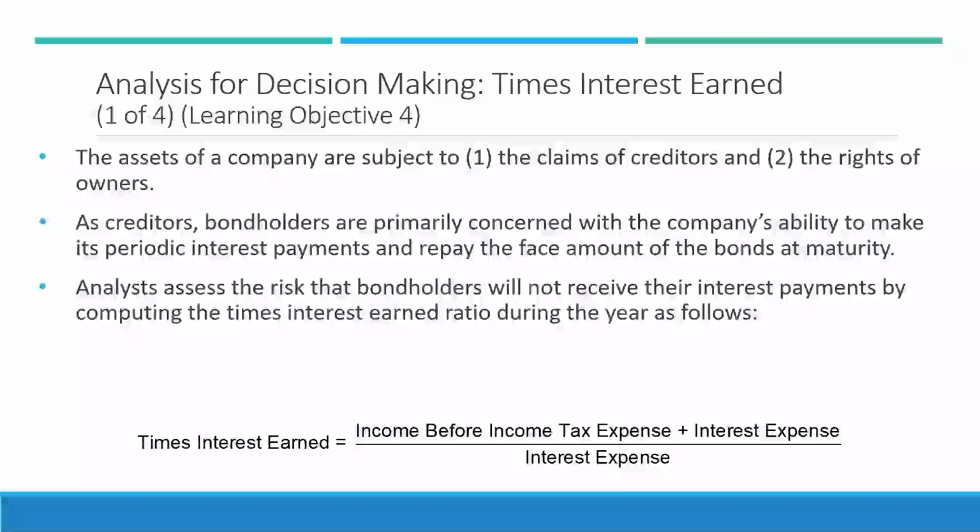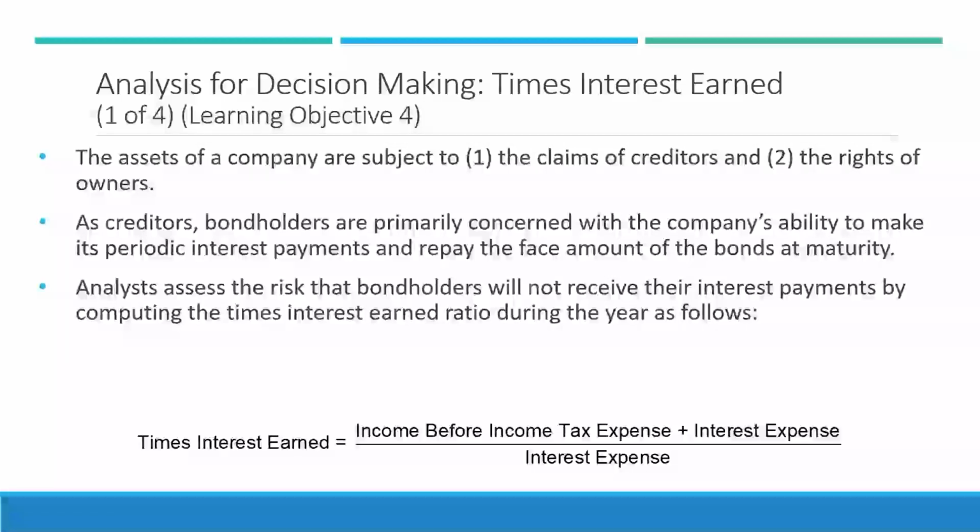So if their income before income tax plus their interest expense is less than their interest, that means that their interest is higher than the pre-interest earnings of the business. And they're definitely going to be at a net loss on the bottom line.